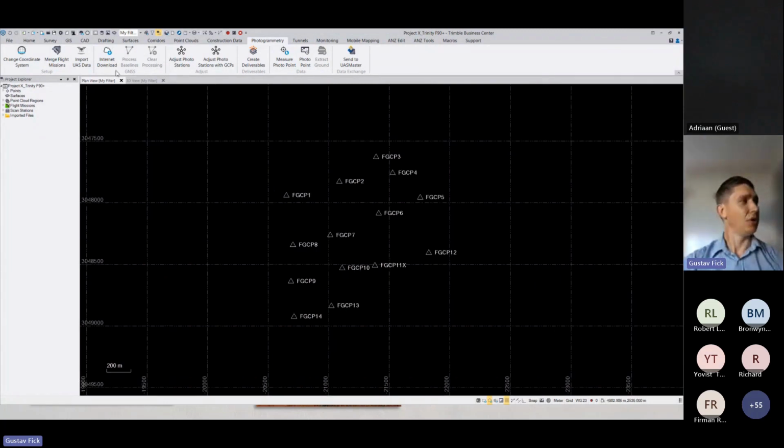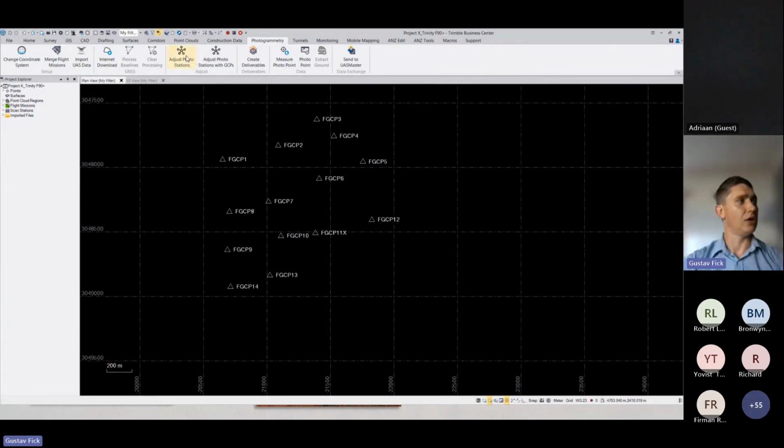Okay. The next part is to go to your adjust photo station function. This is where it takes the overlap of these images to search for tie points, and that starts the first process of stitching these images together. Next, you go in and snap off on your GCPs. You then complete that for the GCPs that you want to use for your mission.